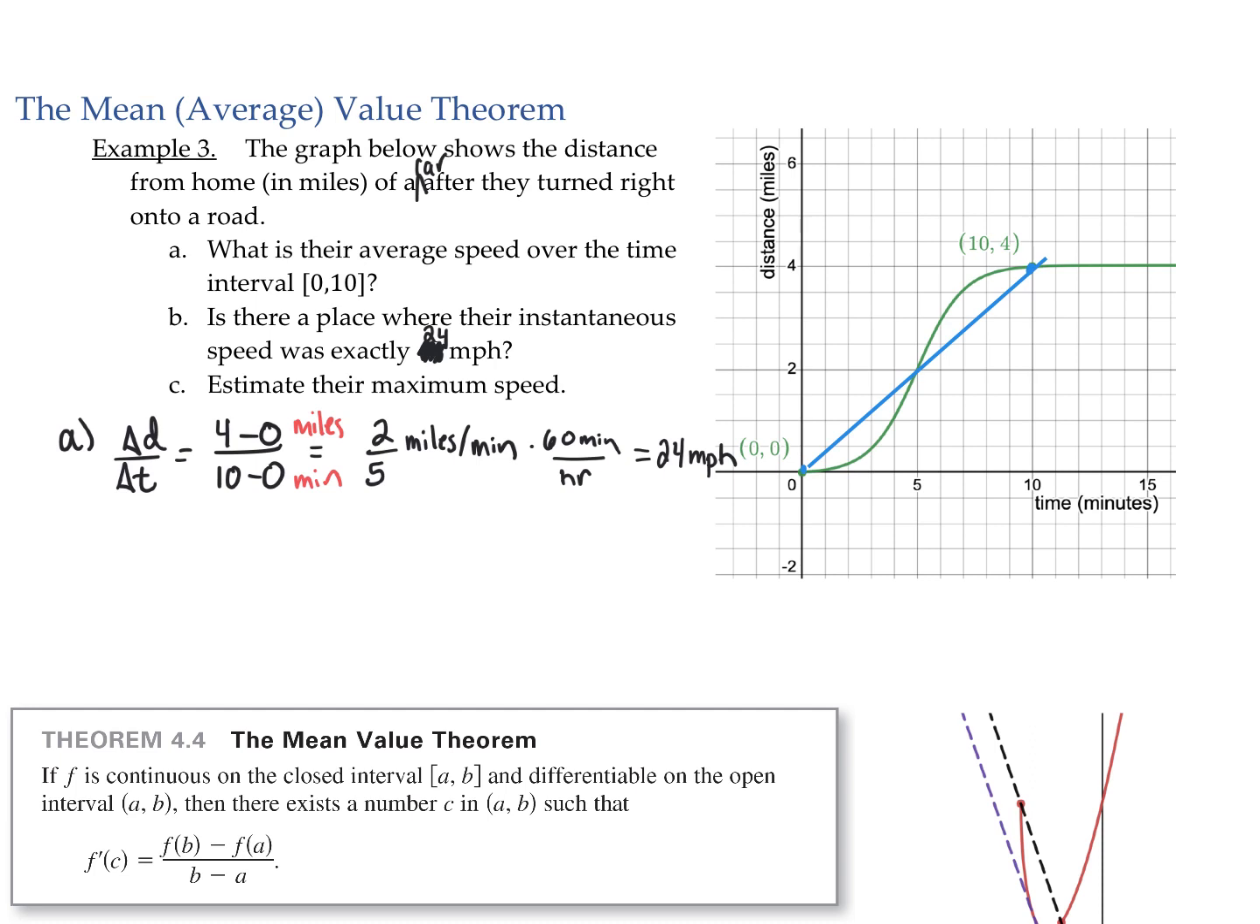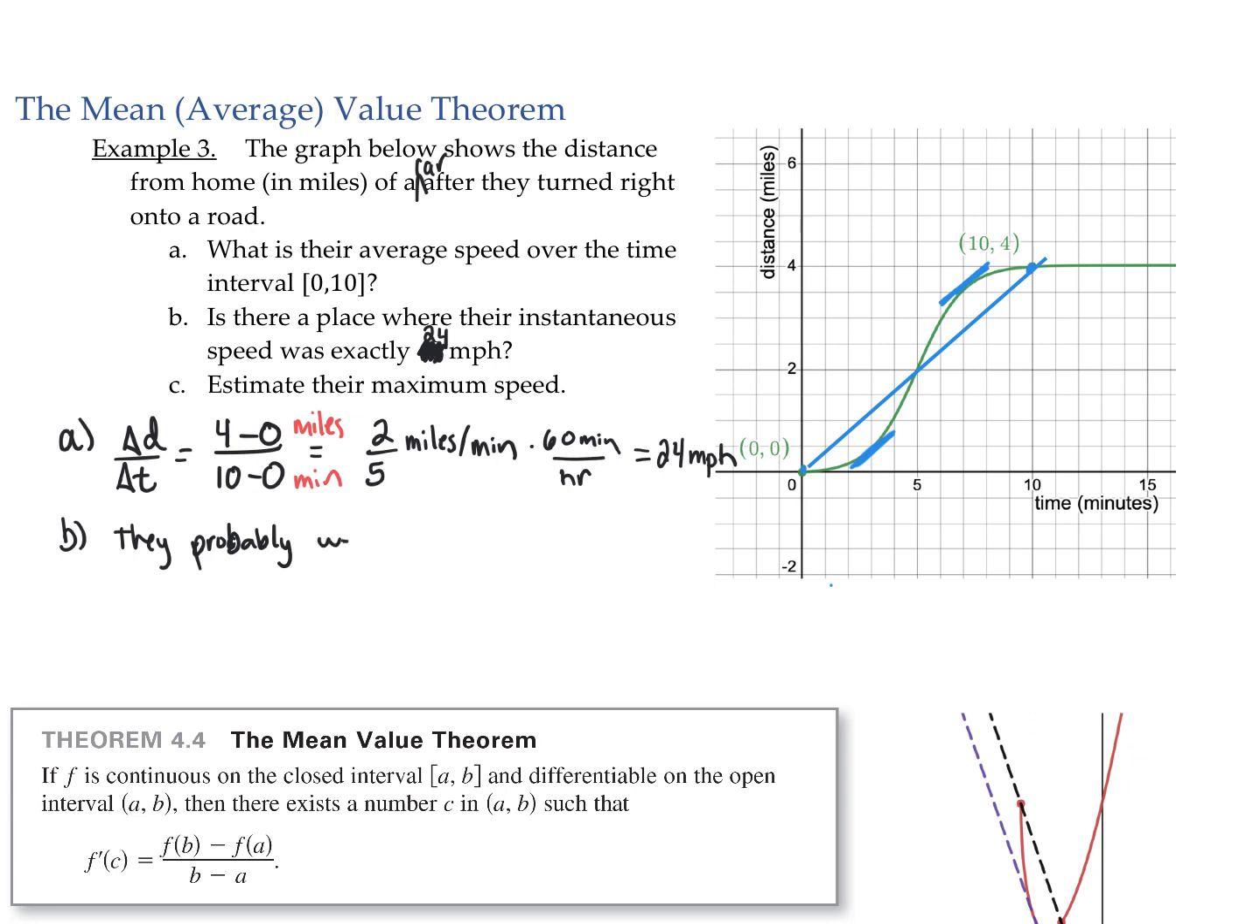And if we think about how we know car travel works, if their average speed was 24 miles per hour, our law of averages said sometimes they were probably going faster than that, sometimes they were probably going slower than that. And in fact, we can look visually and we can see probably 2 places, it looks like, where they were going exactly 24 miles an hour. So they had the same slope as their average rate of change. So the answer is yes.